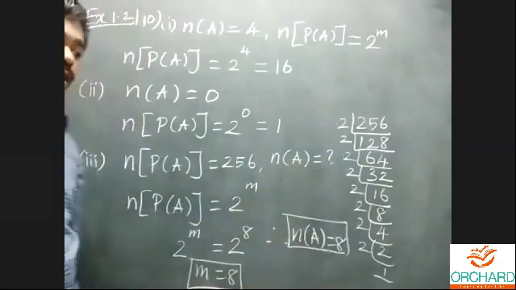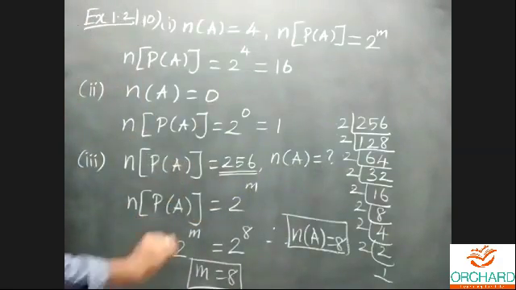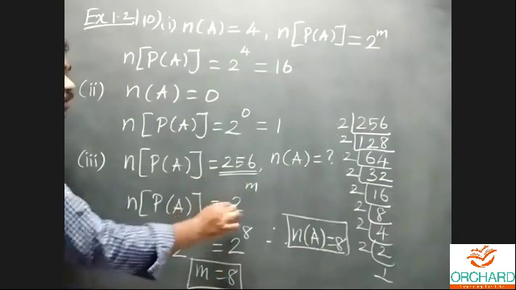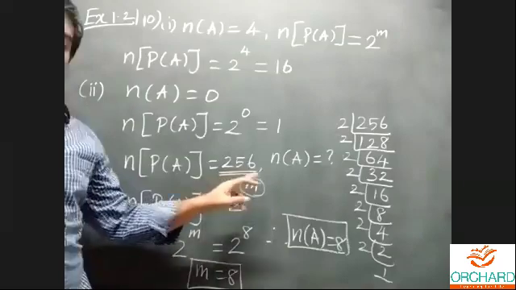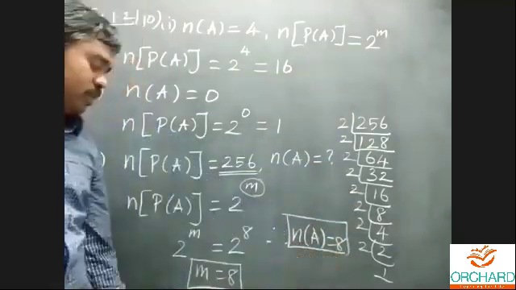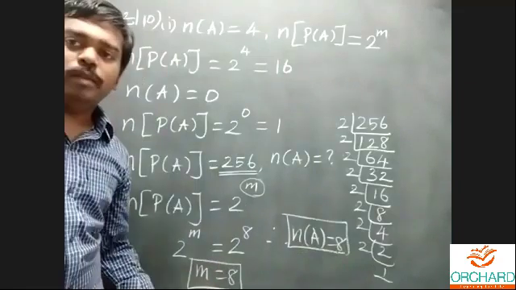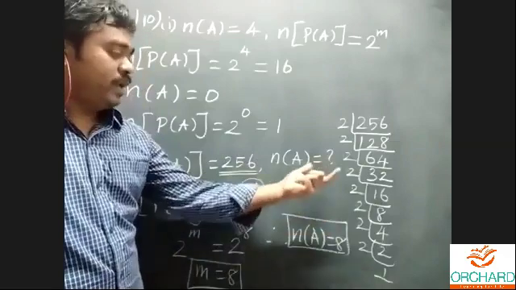Okay, what's the procedure now? This is the total number of elements in the power set of A, which means all possible subsets. Then 2 power m. You want to find the m value. Then 256 can be factorized by 2, then it becomes 2 power 8. Therefore, the value of m is equal to 8. What does the m mean? M is nothing but the number of elements in set A. Then n of A is equal to 8.